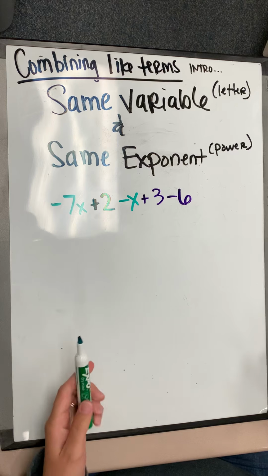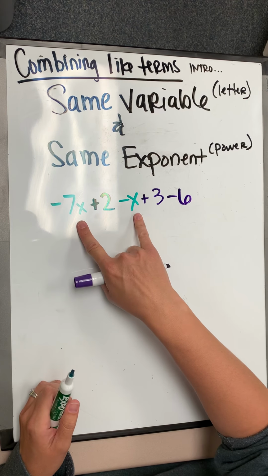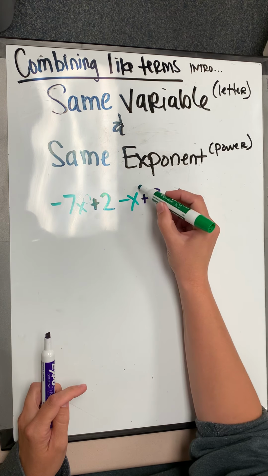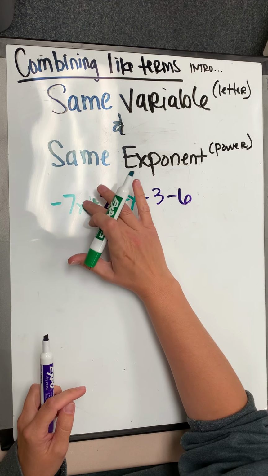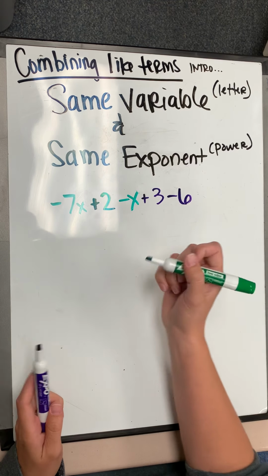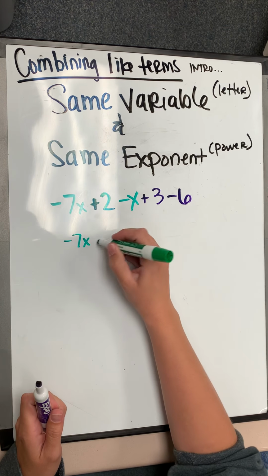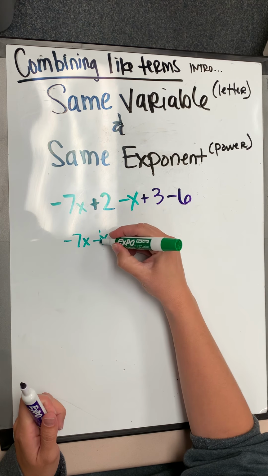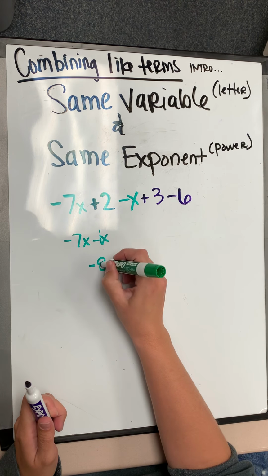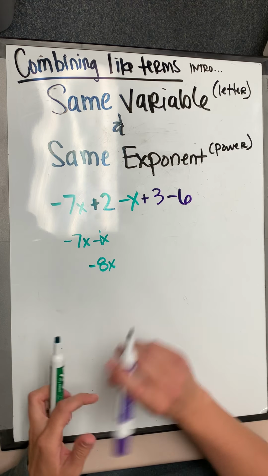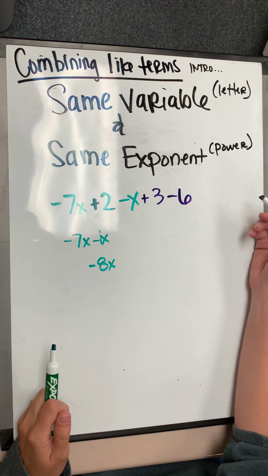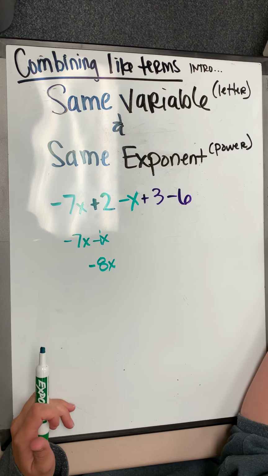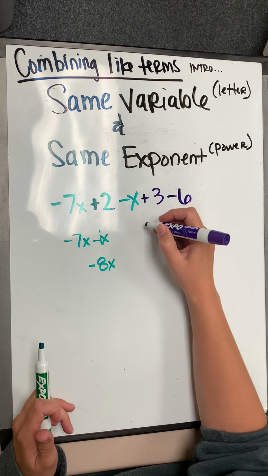So what you'll notice is in the green, I have my x's. Notice that their power is the same because they don't have one there. So I know I can combine them, all right? And what it tells me to do is negative 7x minus x. Negative 7 minus, really this is 1, gives me a negative 8x. Now in the purple, this is just numbers, and we've been able to combine just numbers ever since we were starting out in math. So this hasn't changed at all.